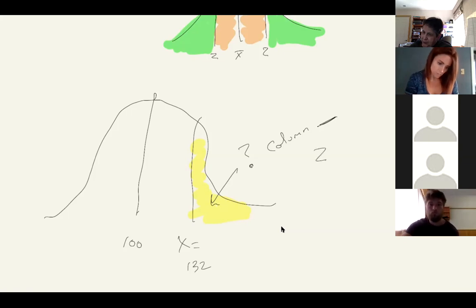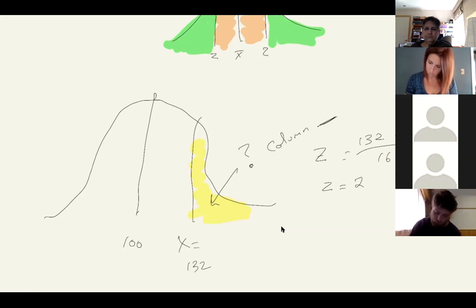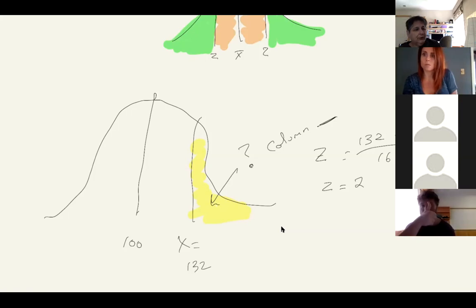So Z is equal to the score minus the mean divided by the standard deviation, 132 minus 100 divided by 16. So I get Z is equal to 2. Yeah? Well, Z equals 2 means you have to go look at your table until you find Z is 2.